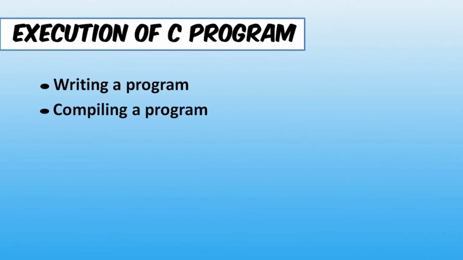Execution of C program. So normally a C program executes in 3 steps. They are writing a program, compiling a program and executing a program. Looks simple, but it's not as simple as it looks. So this is how a C program executes. At the very beginning we write source code and we edit that source code. So where do we write and edit source code?